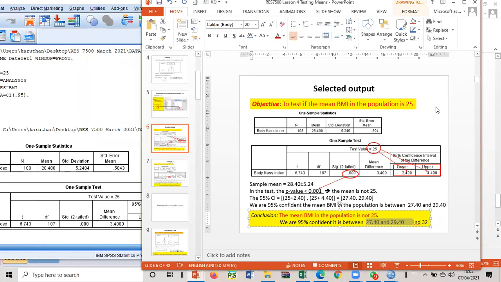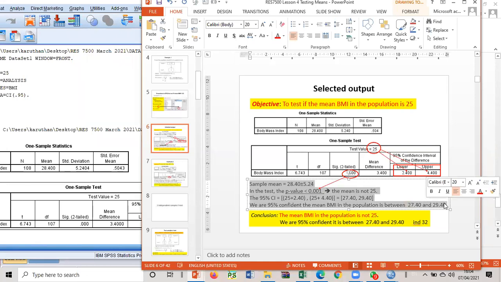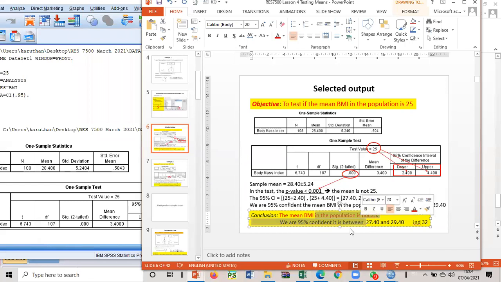Okay, number one, what's our objective? What was your objective? Come on, answer. To test if the mean BMI is 25. Number two, what test did we do? One sample t-test. Number three, results. These are the results. Next one. So what's the conclusion? The mean BMI is not 25. And where is it? We are 95% confident it is between these two limits.